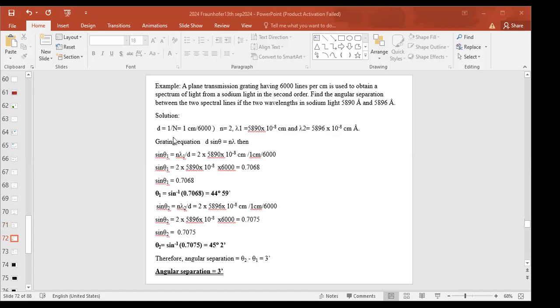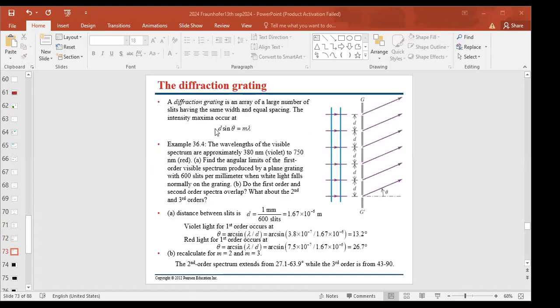Okay, here again another. Find the angular separation. See here, 6,000 lines per centimeter, right? So d is given like this, not directly. Then you have to calculate the d, and then use the d sin theta is equal to n lambda equation. Use this equation and estimate the theta values and like that. Okay, do those things. Again, another problem.